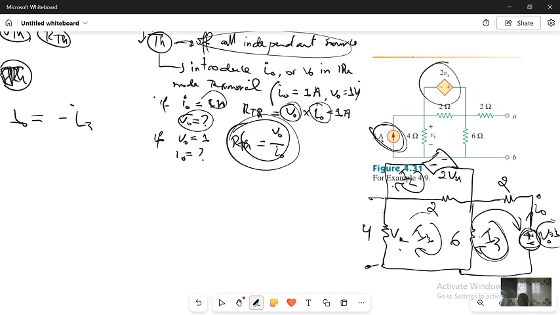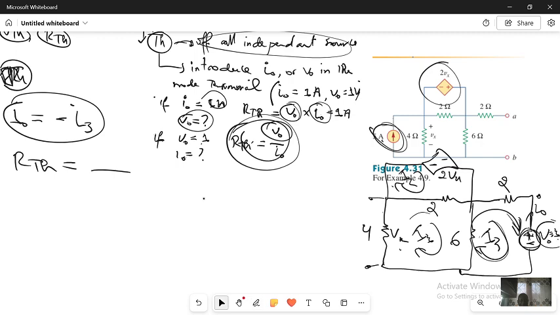Now if I found I0, I want to find RTH. RTH is going to be equal to V0, which I already fixed as 1, divided by I0, the value of I0 that you already calculated from here. You put it in place here.